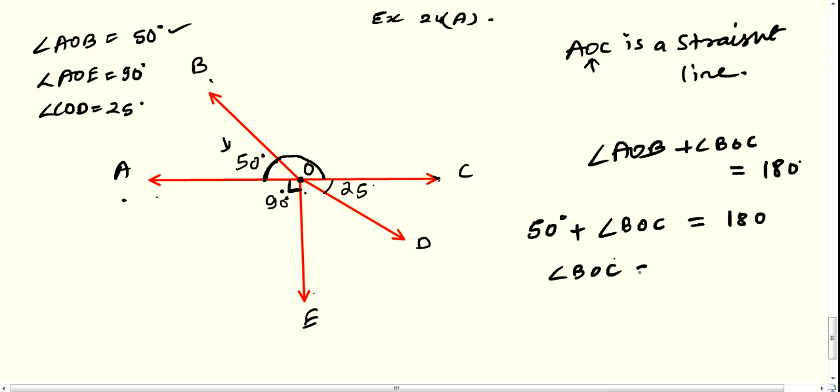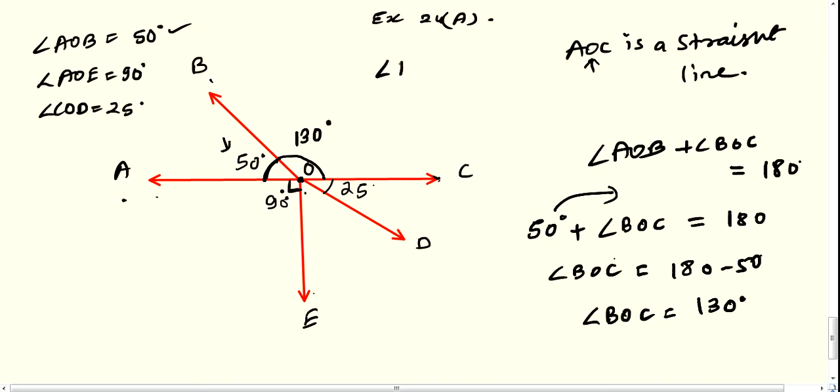So angle BOC equals, transpose this 50 to the right hand side, so 180 minus 50 degree. So angle BOC equals 130 degree. Clear? Then next is angle EOD. As you can see, we have here EOD. That means this angle we have to calculate.